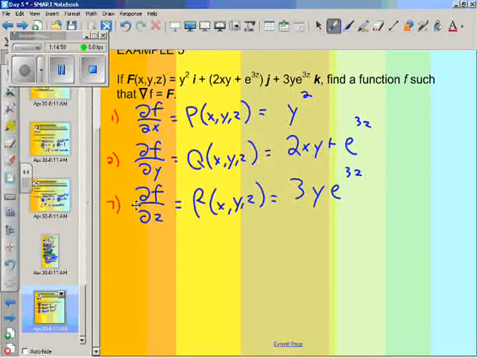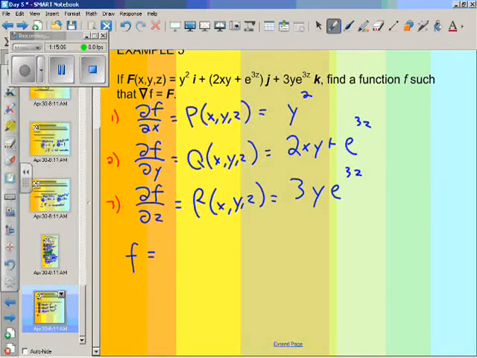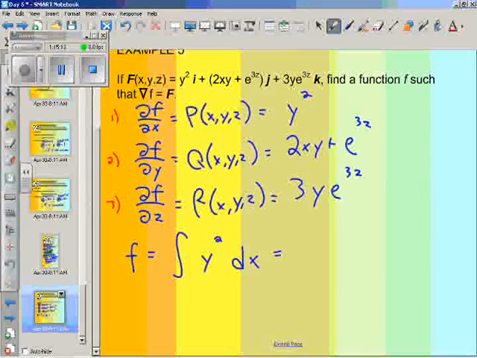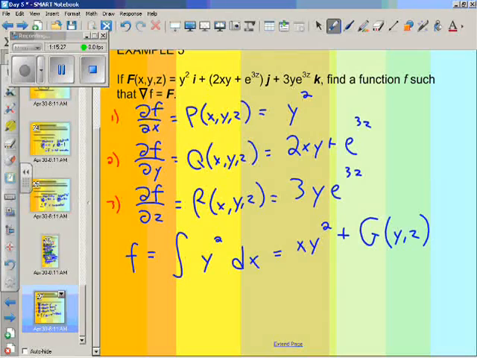So when we integrate, well, we have 3 equations. When we integrate the first one with respect to x, we're going to get f equals the integral of y squared dx, which is going to be equal to xy squared plus some function of y and z. Again, because we just integrated with respect to x, so y and z would fall out. Okay?